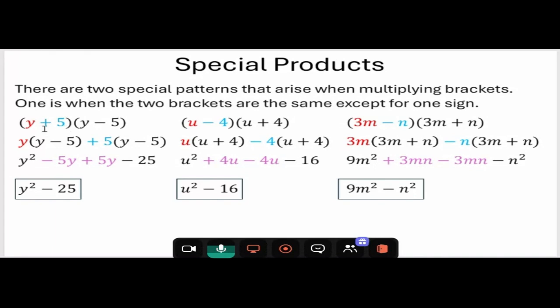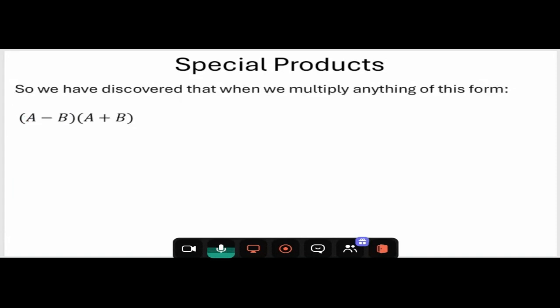When you see that the two brackets are just the same thing, but one is added and one is subtracted, you can actually skip all this stuff in the middle and just go straight to here. It's going to be y squared minus 25 because the middle term is always going to cancel out. In general, if you see a minus b times a plus b, the result is always a squared minus b squared. The middle like terms cancel.